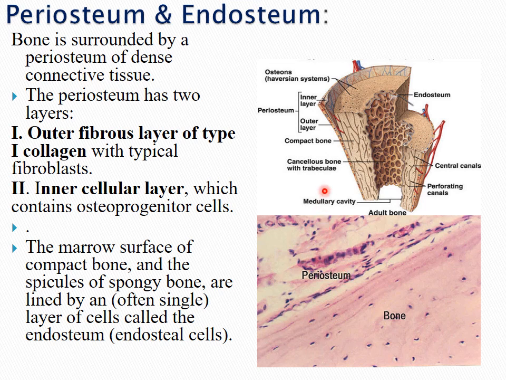Now these osteoprogenitor cells in the outer layer are called the periosteal cells, whereas in the endosteum, that is the layer which is close to the marrow cavity and the spongy bone, they are called the endosteal cells. The marrow surface of the compact bone and the spicules of the spongy bone are lined by the single layer of the cells, that is the endosteal cells.